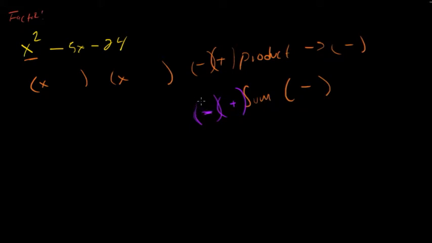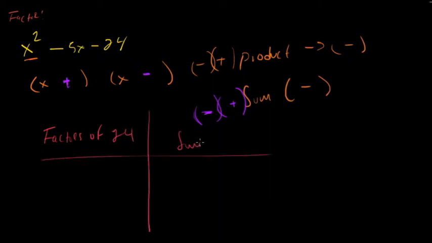All right, so let's look here. We know we're going to have one positive and one negative, because in order for us to get a negative product and a negative sum, we need one positive and one negative. Now, let's go ahead and get our factor chart that we've been doing in the past videos. So we'll say factors of 24 and their sums.